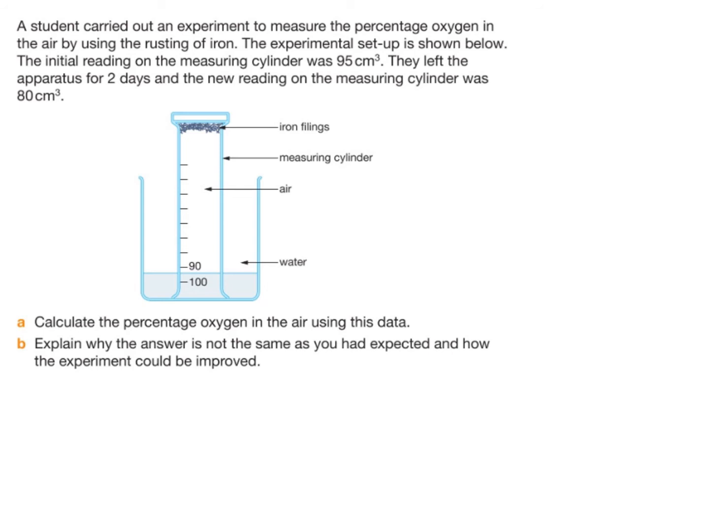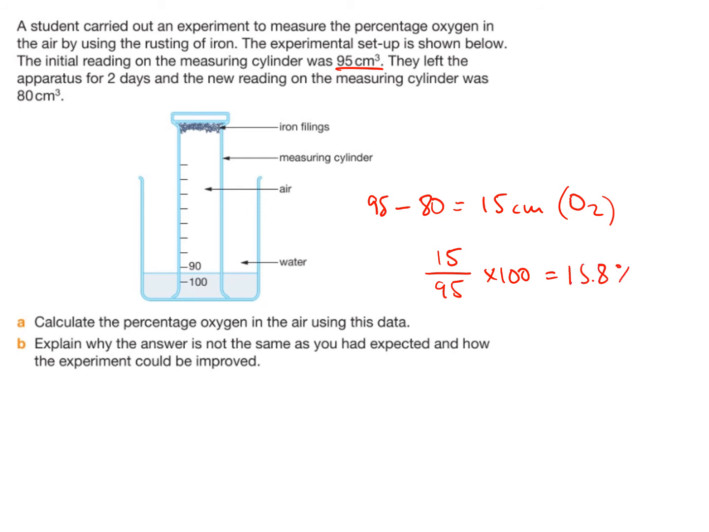So calculate the percentage oxygen in the air using this data. So we've got 95 centimeters cubed at the start, and we're going to minus 80 from it. So this is how much oxygen has reacted. So that's going to be 15 centimeters cubed of oxygen. Now, to work out the percentage of oxygen in the air, we need to take 15 divided by the total volume of air at the start, which was 95. And then times that by 100, very easy. And that's going to equal 15.8.